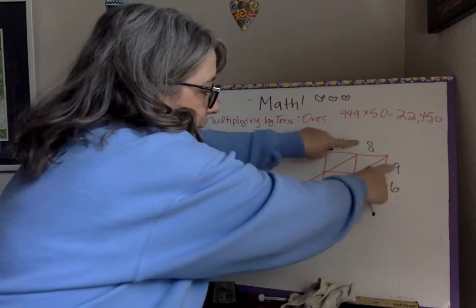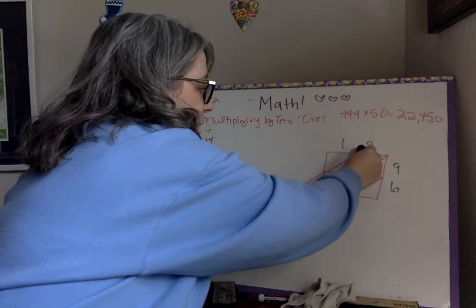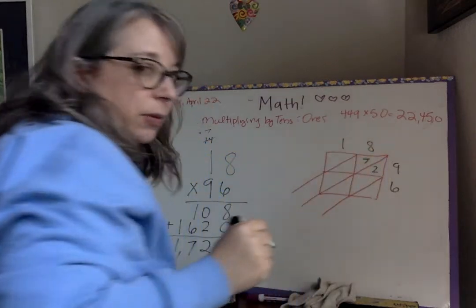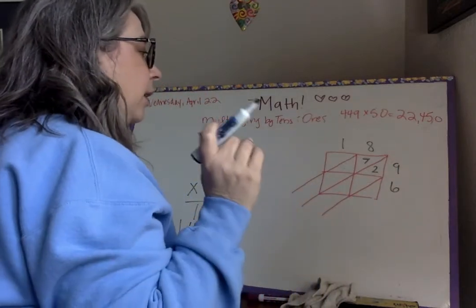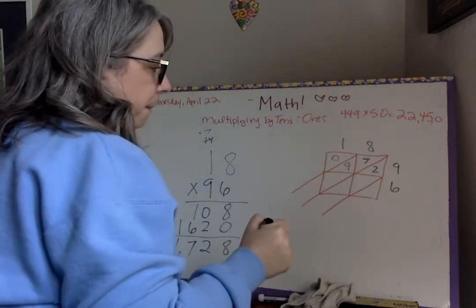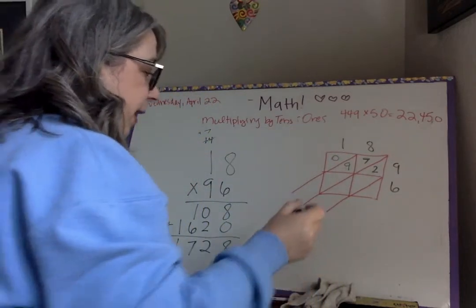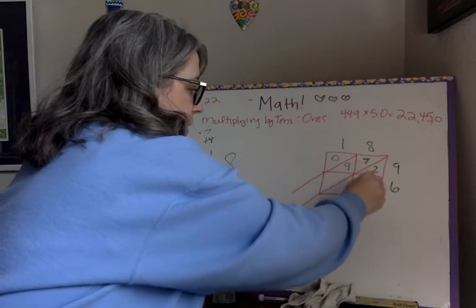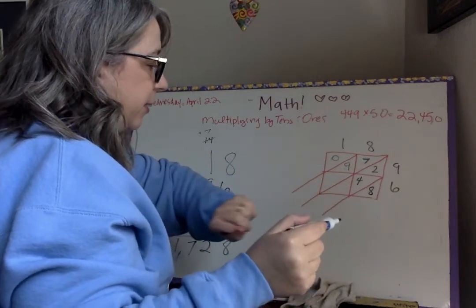So 9 times 8 is 72, so we're gonna put the 7 in the tens place and the 2 in the ones place. 9 times 1 is 9, so 0, 9. And then 9 times 6, we already decided, is 48. So we're going to put the 4 in the tens place and the 8 in the ones place.